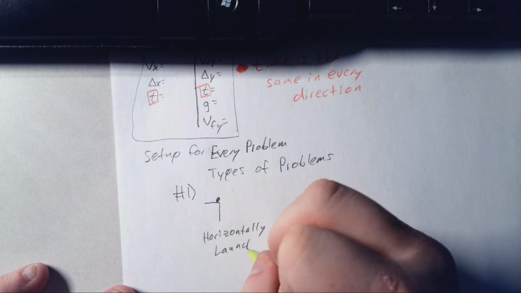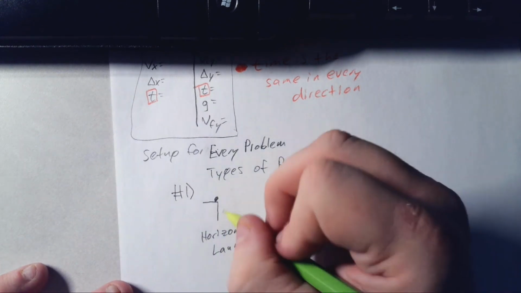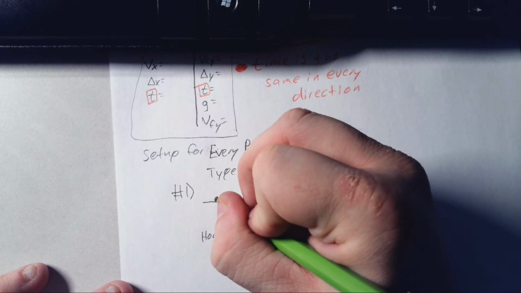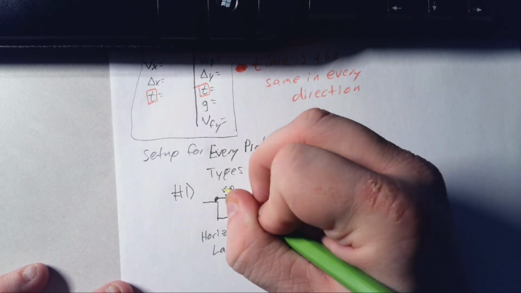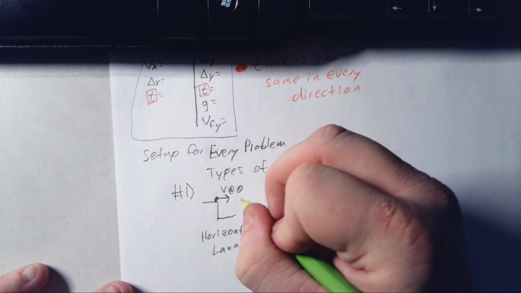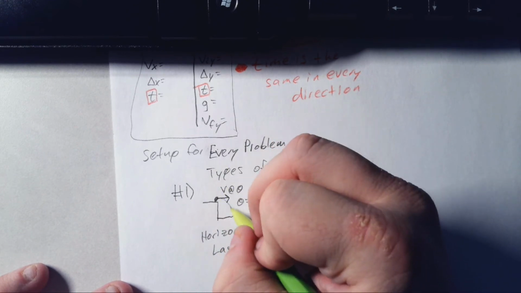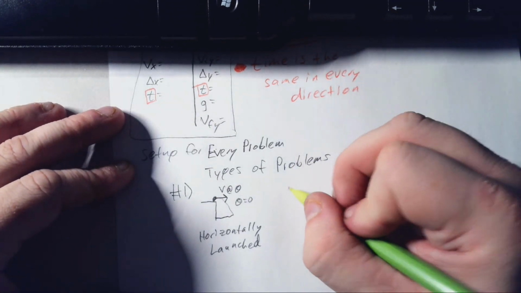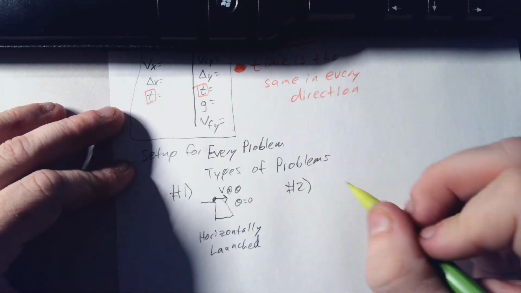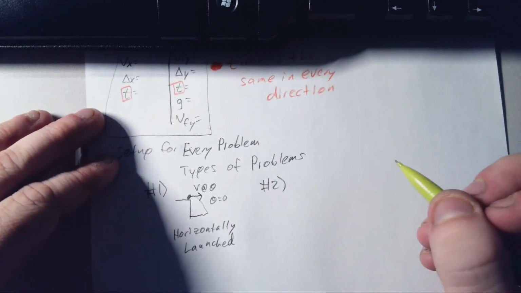And in horizontally launched ones, it's at some height, and it's launched at an angle, so it has some velocity at an angle of 0 degrees. So it's going to fall like this, okay? That's the first type. That's what we're going to be looking at today. The second type is, there's a couple different ways that this can be.